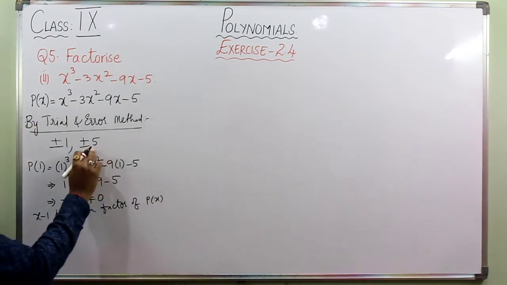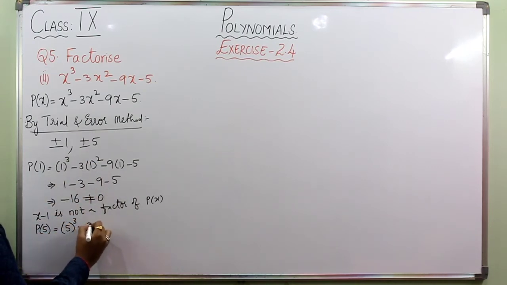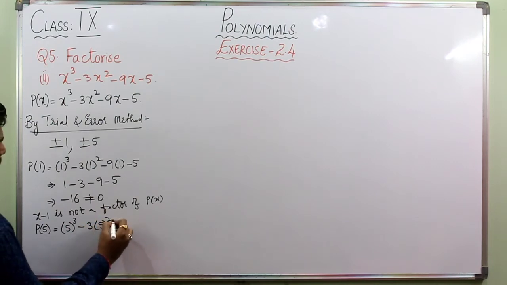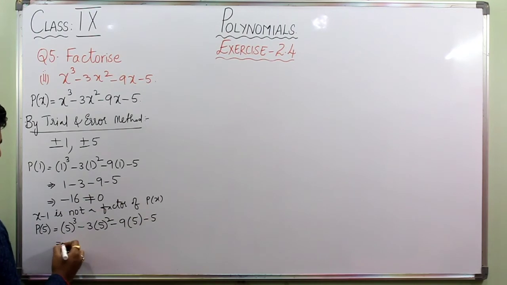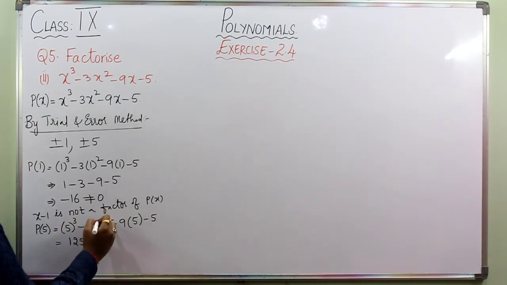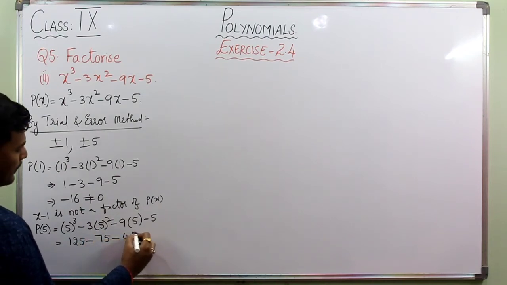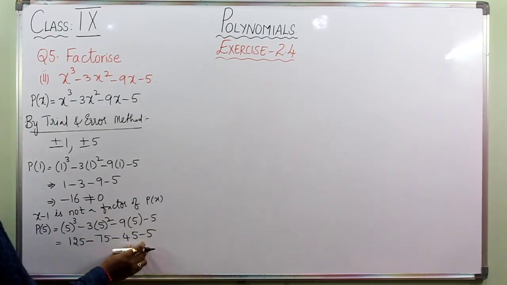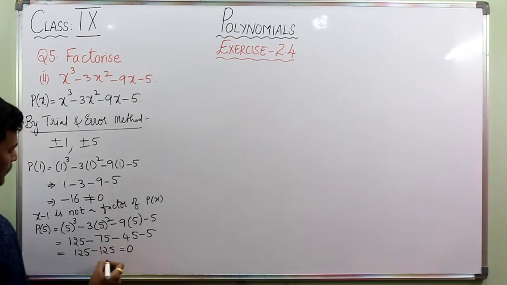Okay, now let us try with 5, that is p of 5 we will take, right? Then it will become 5 cube minus 3 into 5 square minus 9 into 5 minus 5. So this will become 5 cube is 125 minus 5 square is 25, 25 threes are 75 minus 45 minus 5. 50 plus 75 will become 125. So 125 minus 125, which is equal to 0.